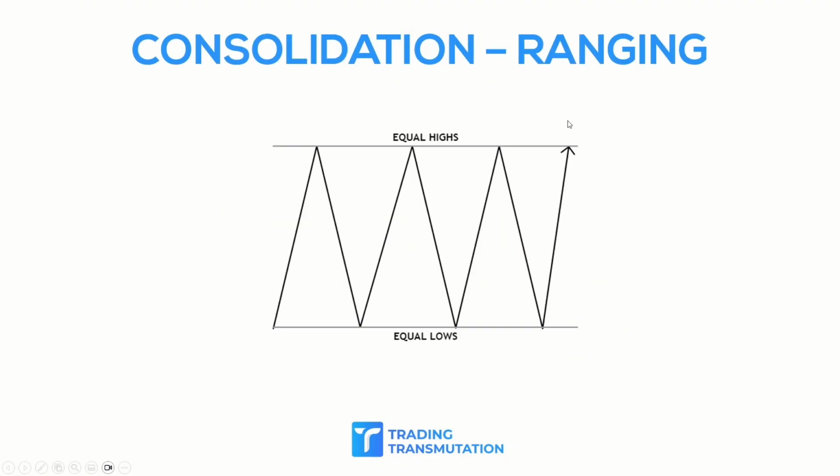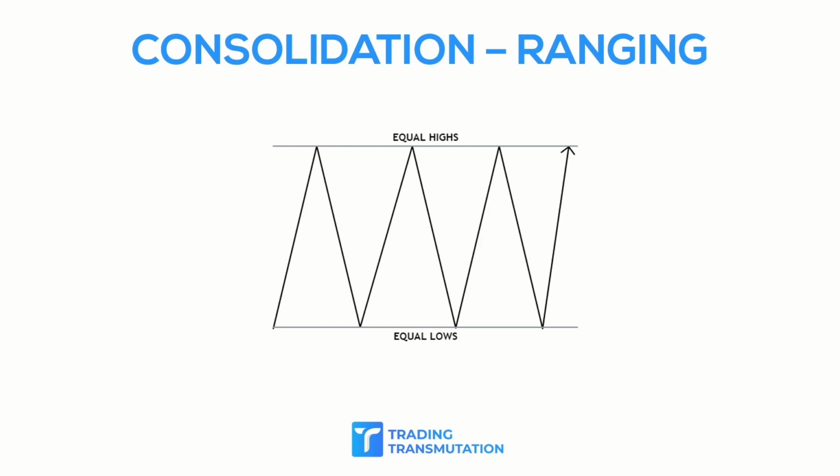Now, the third type of market structure we have is something called consolidation, also known as a ranging market. This is simply when the market doesn't have any clear directional bias and it's simply ranging between 2 points. You can see right here, it's ranging between these equal highs and these equal lows. These equal highs can also be called resistance and these equal lows can also be called support. Now, the reason we may see a consolidating market is because there's not enough liquidity in the market or there's not enough volatility in the market for it to go anywhere.